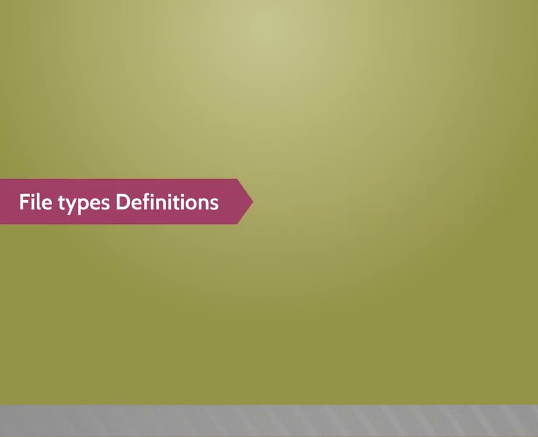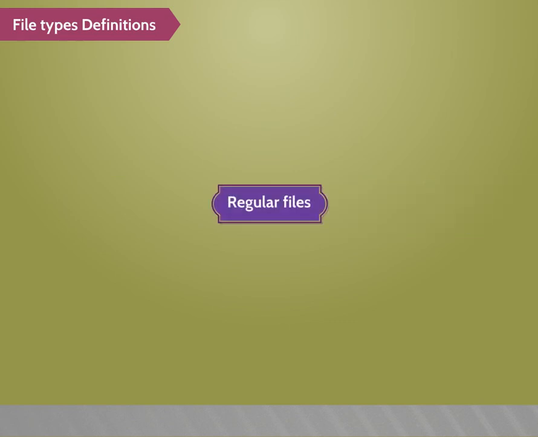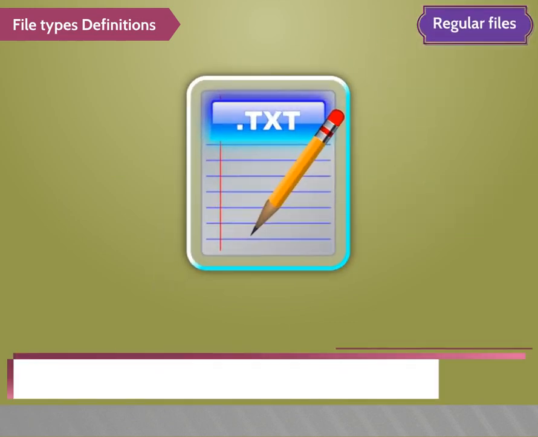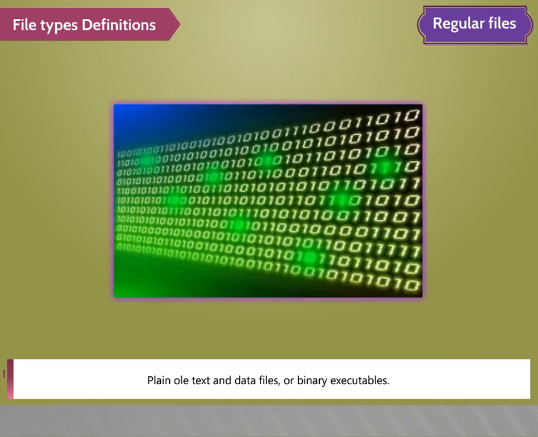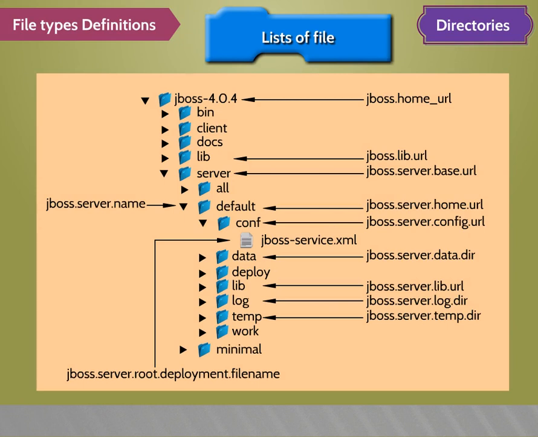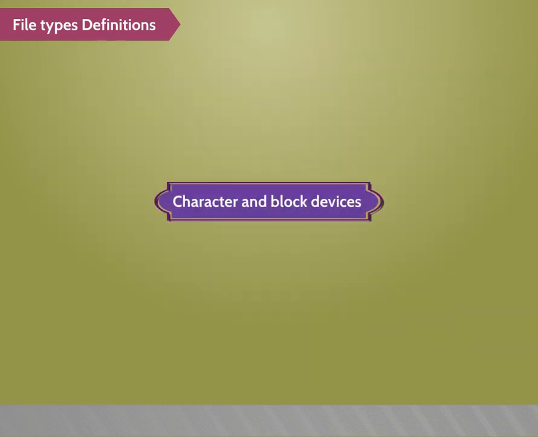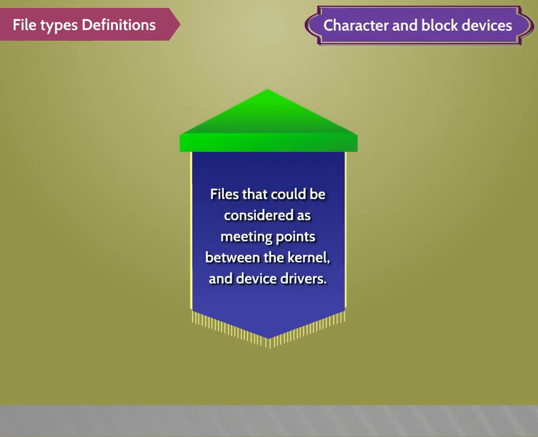File types definitions. Let's take a closer look at what the file types in Linux really are. Regular files: plain old text and data files or binary executables. Directories: lists of files. Character and block devices: files that could be considered as meeting points between the kernel and device drivers.